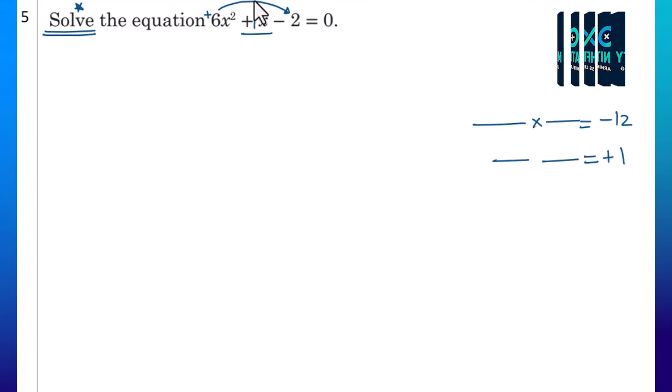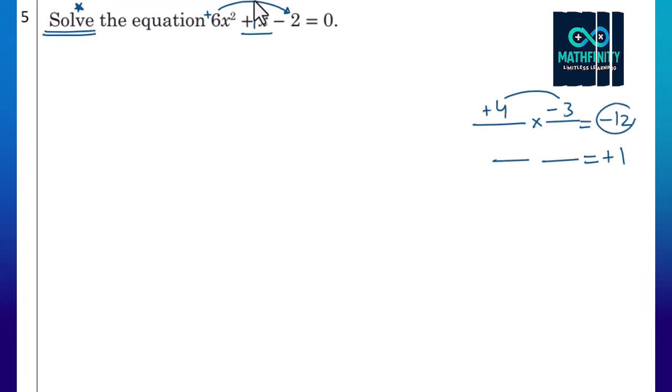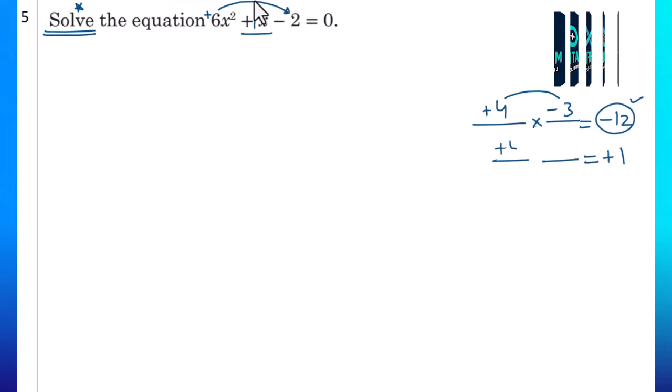So I think 2 times 6 will give us 12, but not 1. If you add or subtract 6 and 2, we will not be able to get +1. So +4 and -3, when you multiply them, the result is -12. And +4 and -3, when you add or subtract them, actually in this case we have to subtract them, so we will get +1. So these two are the factors.